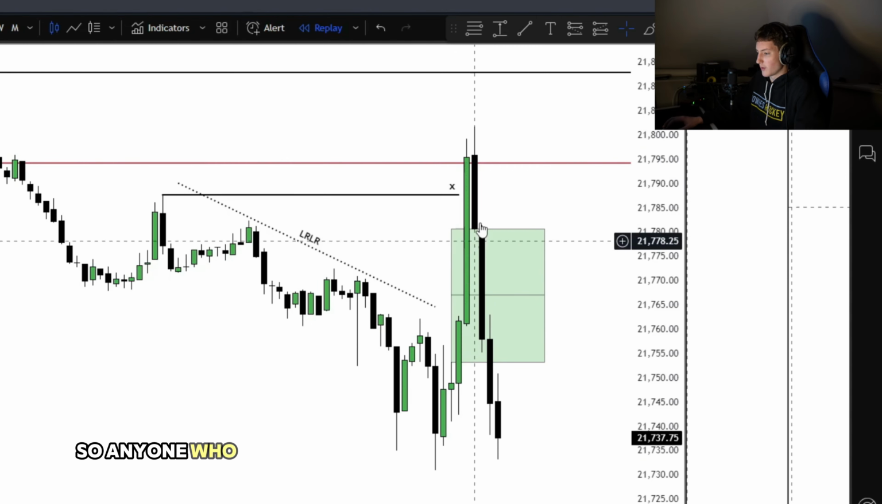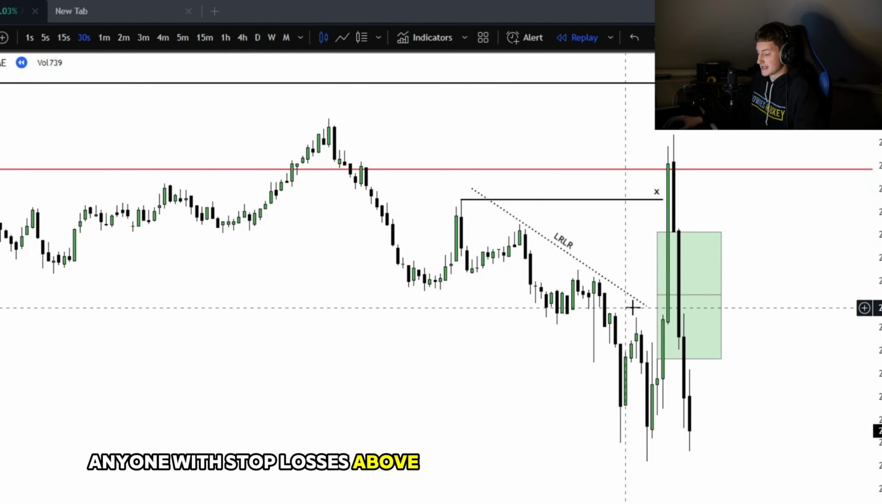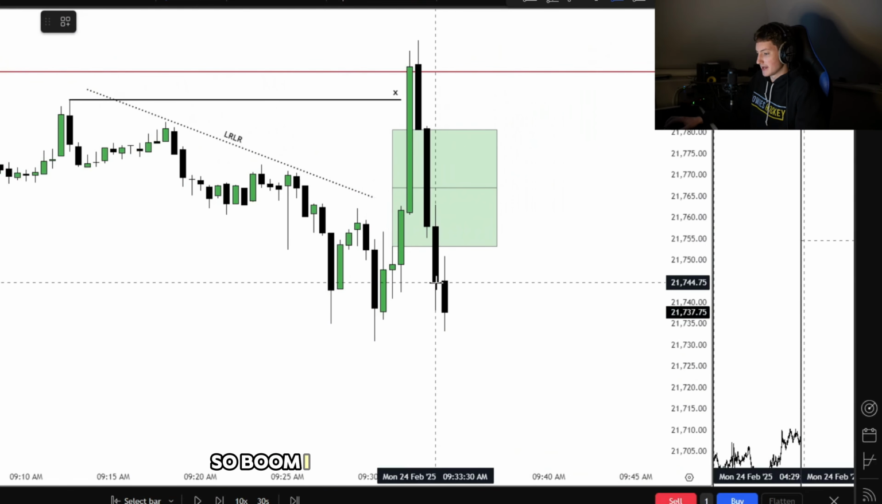First, anyone who went long based on this momentum has been stopped out. Anyone with stop losses above these highs, of course, got stopped out. And we have our drawn liquidity, which just means where we're expecting the market to head, is below. So everything's really lined up. So boom, I entered short right on this close. I'll show a proof of that right here.